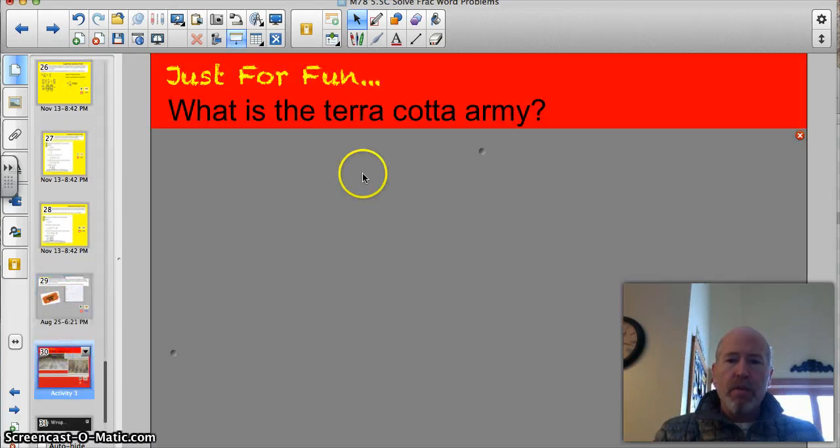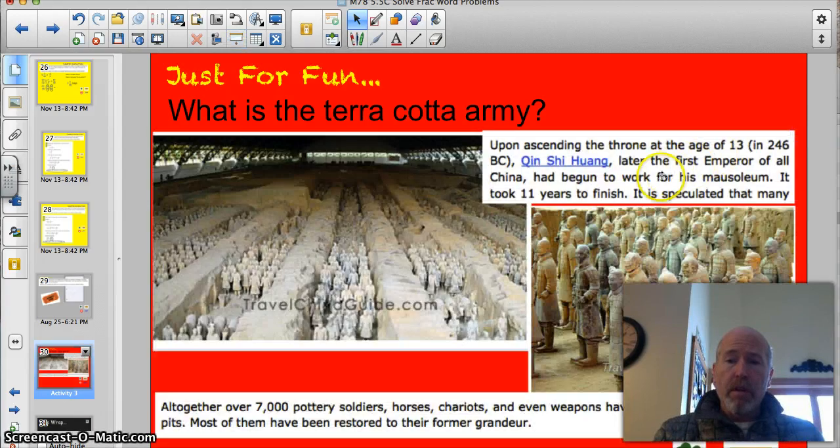All right, the question was, what is the Terracotta Army? Well, it's actually really cool. It's these little clay warriors, about 4 or 5 feet tall. There's this Chinese emperor in 246 BC. He was only 13 years old, King Shi Huang. He became the first emperor of all of China, and he began this work for his mausoleum. He wanted to be buried with this army of guys so that they would protect him.